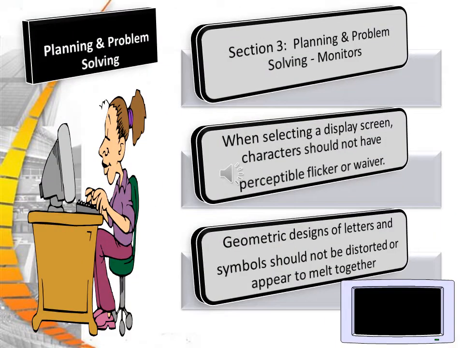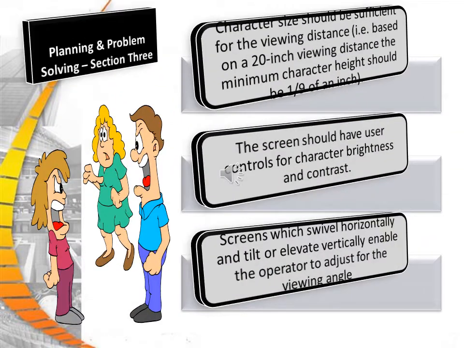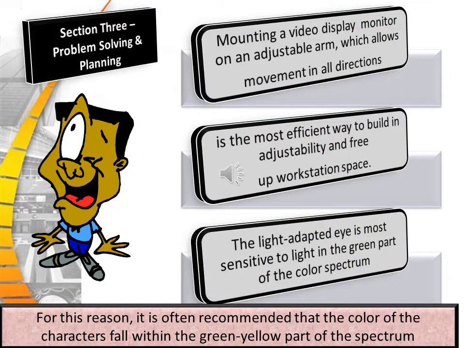When selecting a display screen, characters should not have a perceptible flicker or waver. Geometric designs of letters and symbols should not be distorted or appear to melt together. Screens which swivel horizontally and tilt or elevate vertically enable the operator to adjust for viewing angle. Mounting a video display monitor on an adjustable arm which allows movement in all directions is the most efficient way to build in adjustability and free up workstation space.